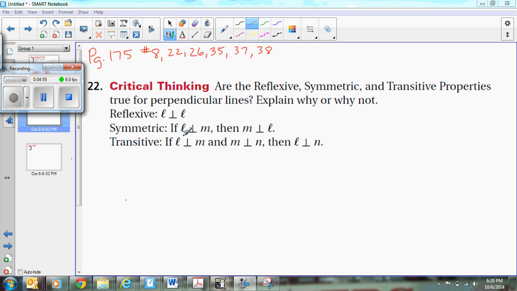In this case, we have 3 lines. If line L is perpendicular to line M and line M is perpendicular to line N, in other words, I have a first line perpendicular to a second and that second perpendicular to the third, then would it be true that the first line L is perpendicular to the last line N? Okay, again, drawing a diagram might help you decide yes or no and be able to explain why or why not you think it's true.